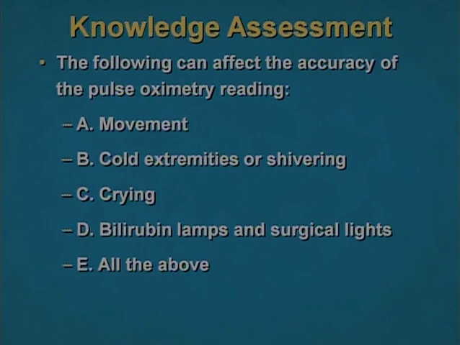It states here, the following can affect the accuracy of the pulse oximetry reading. A, movement. B, cold extremities or shivering. C, crying. D, bilirubin lamps and surgical lights, or E, all of the above. So what do you think can affect the accuracy of the pulse ox reading? The answer to this one is E, all of the above. All of these can affect the pulse ox reading, and that's why it's important to make sure the newborn is calm and comfortable when performing the pulse ox screening.